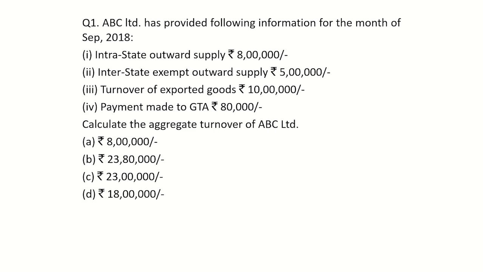Now if we observe this definition carefully, then what is included is intrastate outward supply of 8 lakh, interstate exempt outward supply of 5 lakh, turnover of exported goods of 10 lakhs. That comes up to 23 lakhs. That is the answer. How is it 23 lakhs? Payment made to goods transport operator of 80,000 is an exclusion because in case of a GTA, it is an inward supply on which the tax is paid under reverse charge mechanism and hence not to be included in the definition of aggregate turnover, and hence the answer for this is 23 lakh.